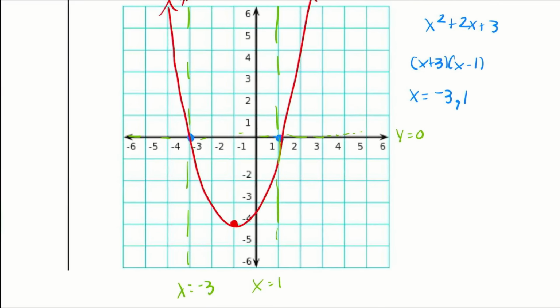Now, what we can do is look at our invariant points and draw them. So at -1, our invariant point is going to be about right here.